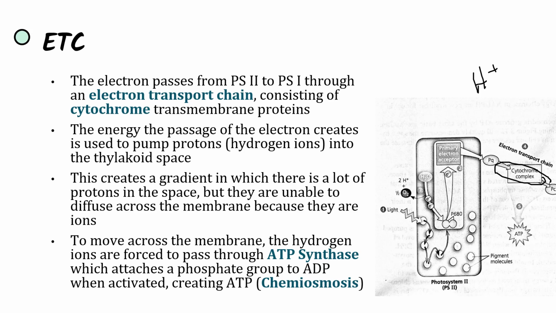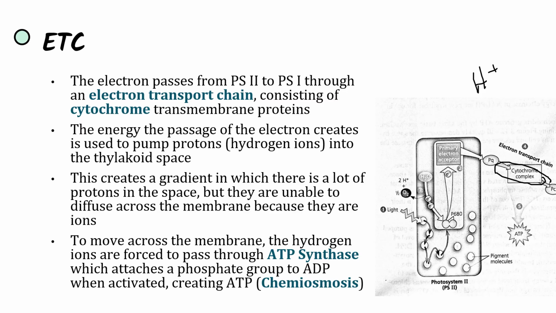So to move across the membrane, the hydrogen ions are forced to pass through the protein ATP synthase, which attaches a phosphate group to ADP when activated by the passing of the protons, creating ATP, which again is going to be our currency of the cell needed to create glucose. This whole process is called chemiosmosis.